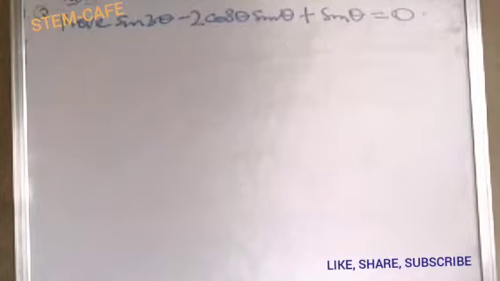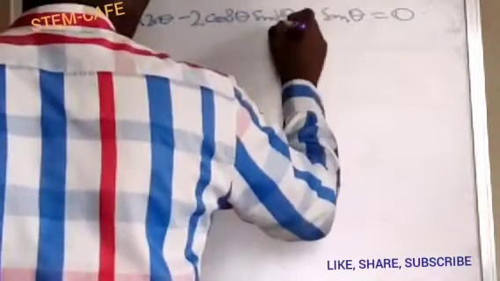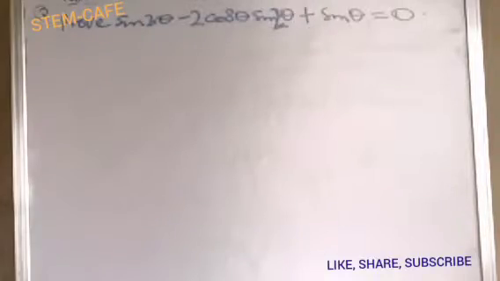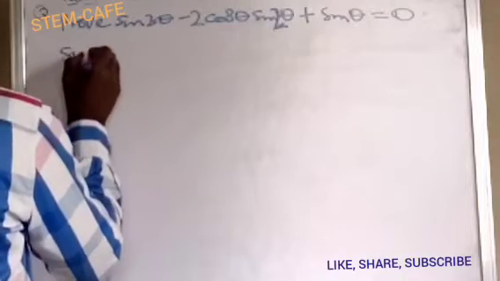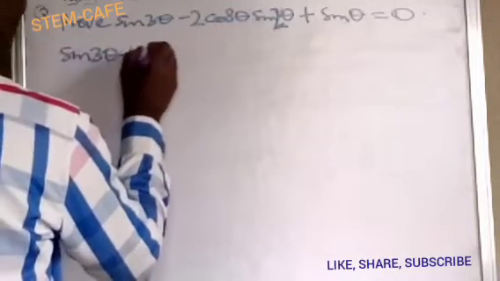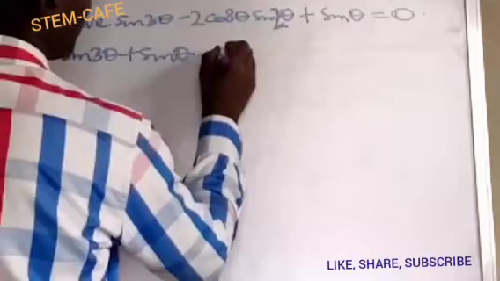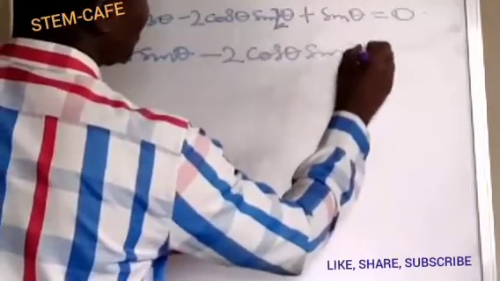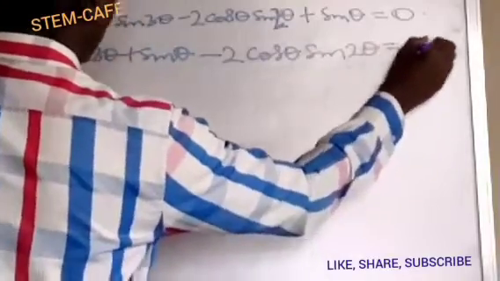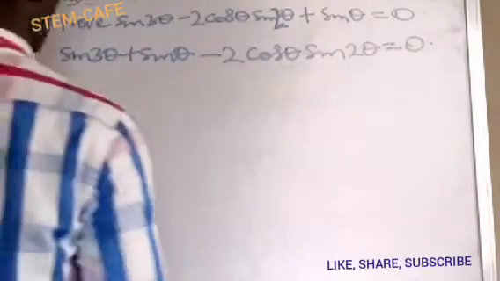Prove sine 3 theta minus 2 cos theta sine 2 theta plus sine theta equals 0. So we rearrange the equation to be sine 3 theta plus sine theta minus 2 cos theta sine 2 theta equal to 0. So what happens next?